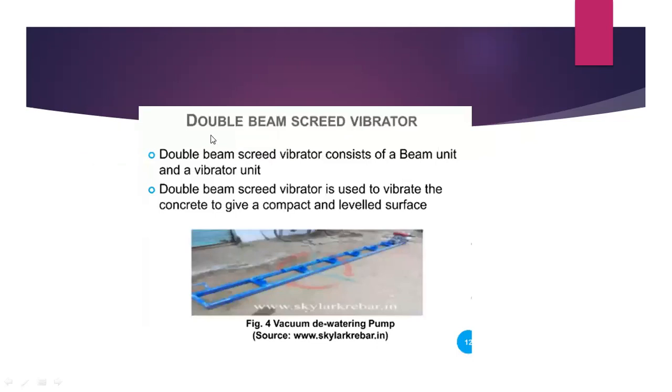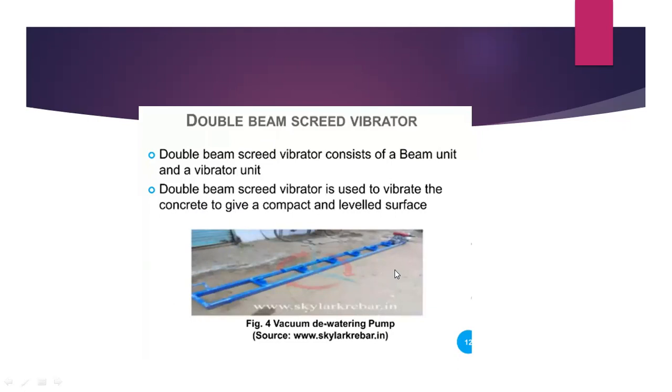The fourth instrument that we are using is the double beam screed vibrator. You can see this is a beam-like structure. In the beam we have vibrators placed at regular intervals. So what does this vibrator do? It helps the concrete to get compacted and leveled easily. So these are the instruments used. Next we'll see how the process takes place.